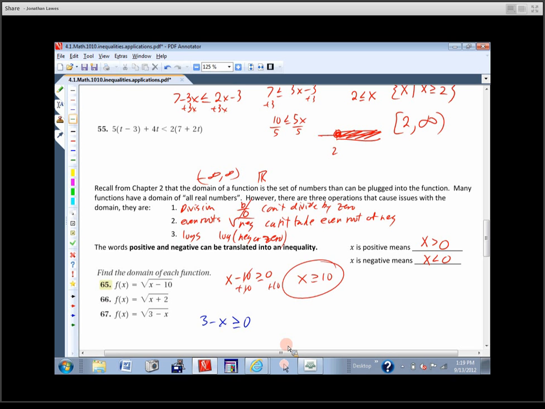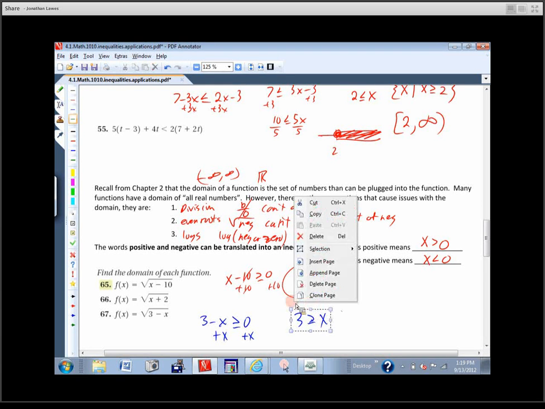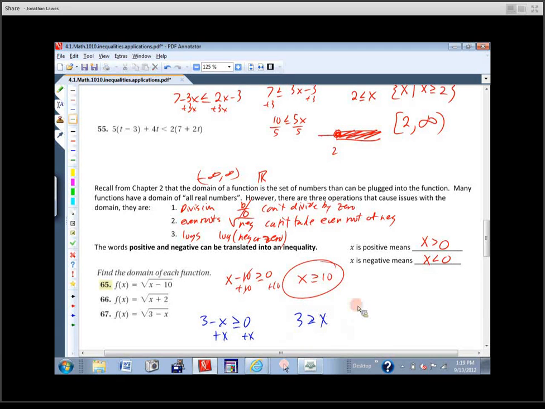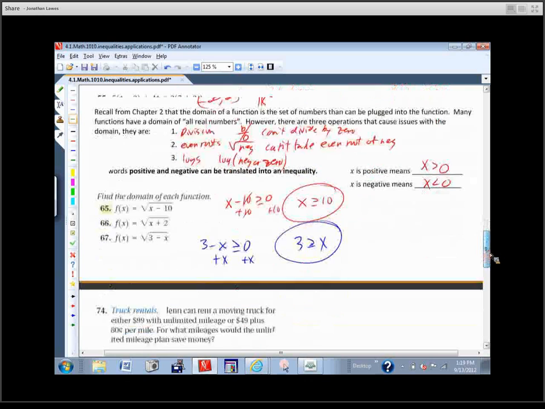Amelia? If we add something, does that change the direction of the inequality? No, it doesn't. So the 3 is left on this side. This is still a greater than or equal to, and there's an x over here. Now, what's the best way to read this? x is less than or equal to 3. So you'd read that as x is less than or equal to 3. Okay, any questions?